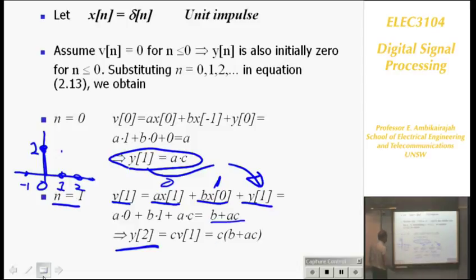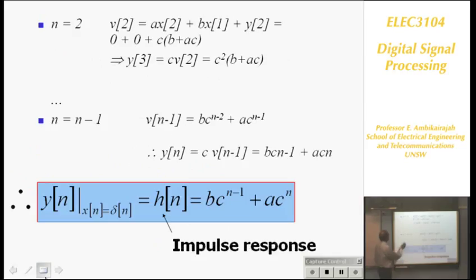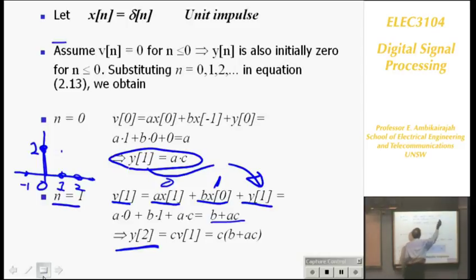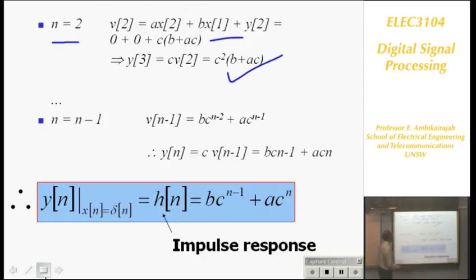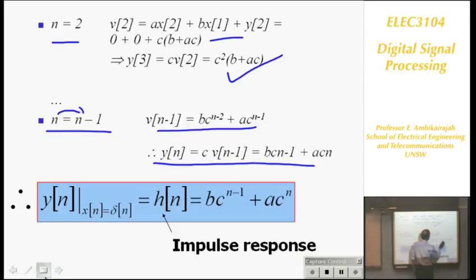If you continue this for a few more iterations, and n equal to 2, check this one yourself, you get that. And if you do that, you will find for n equal to n minus 1, it becomes that. Just substitute wherever n minus 1. And then yn becomes this. Yn becomes c. There's a mistake here. This is wrong. That should be c to the n minus 1. That should be c to the n. Right?